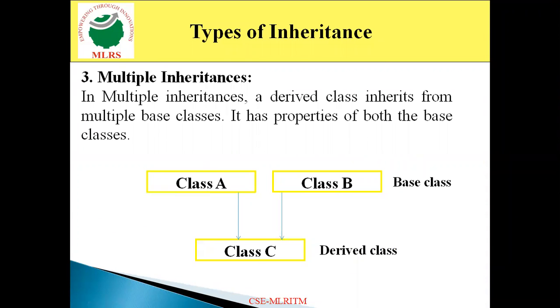And come to the next one, multiple inheritance. In multiple inheritance, whenever we are deriving a new class from more than one class, we call that multiple inheritance. Here the number of base classes may be 1, 2, or 3. If it is 1, it comes under single inheritance. If it is more than 1, meaning 2 or 3 or 4, then it comes under multiple inheritance.